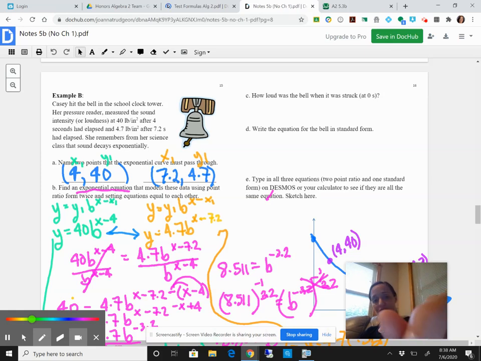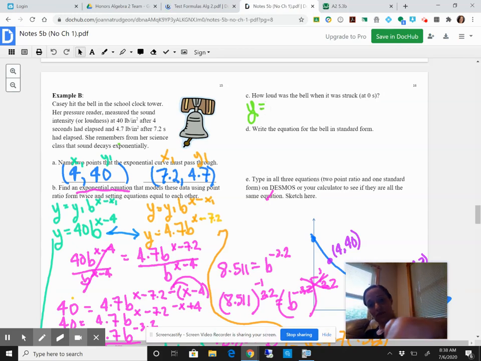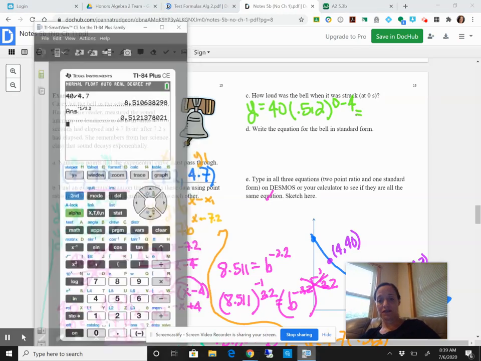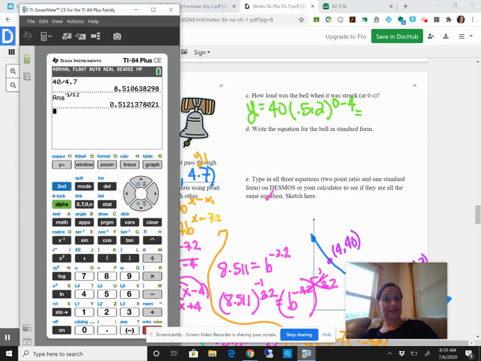It doesn't really matter, but let's use the one with the 40. Y equals 40 times 0.512 to the x minus, and x is 0, so 0 minus 4. Either one of those equations would work. If I put that into my calculator, 0 minus 4 is negative 4, right? But you could just type it in that way.